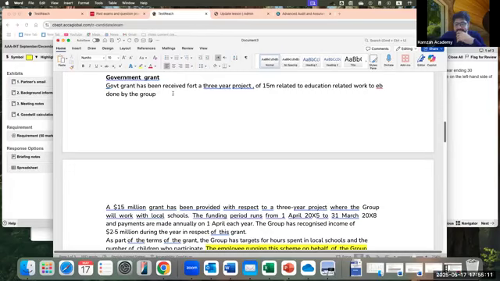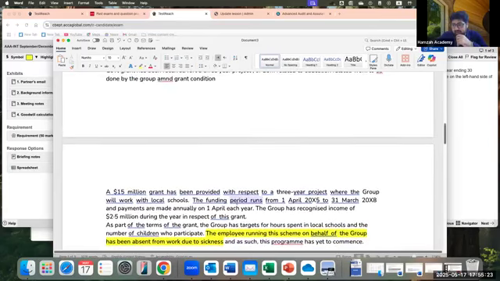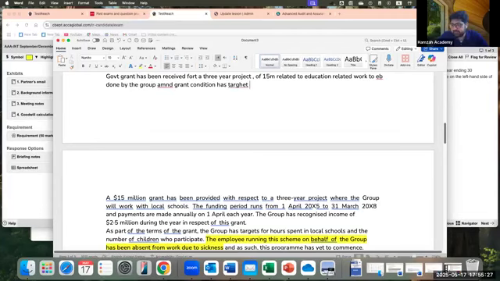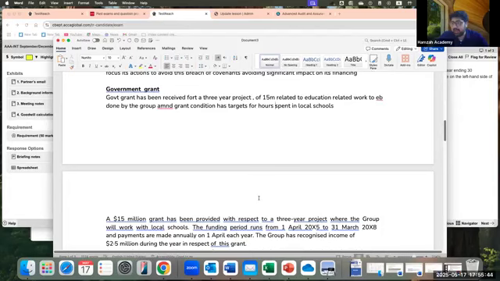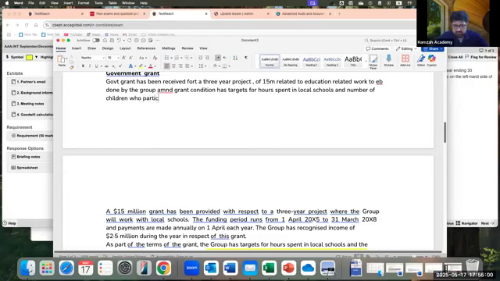Now, what is wrong here? The grant condition has targets for hours spent in local schools, and the number of children who participate. So two grant conditions are there.